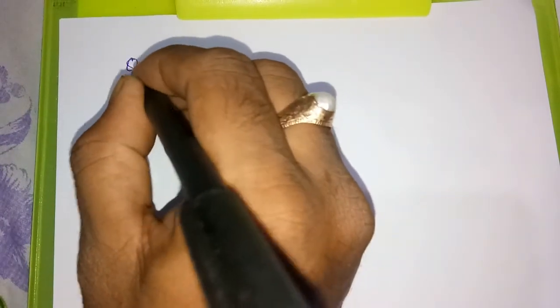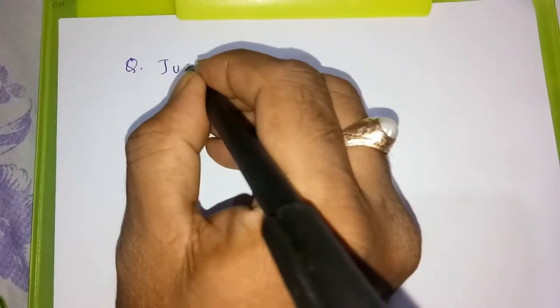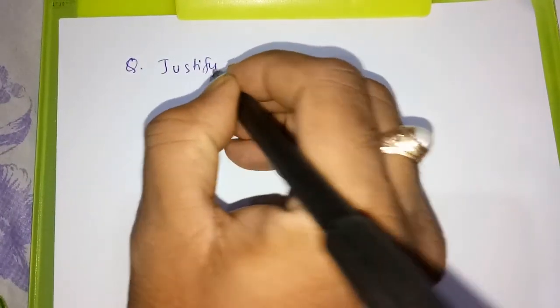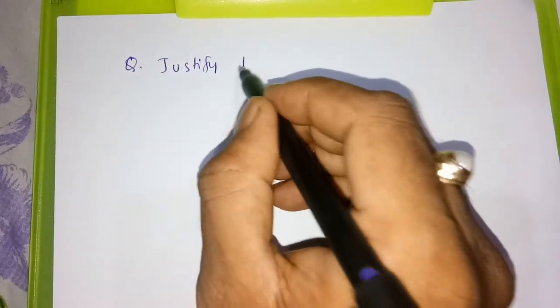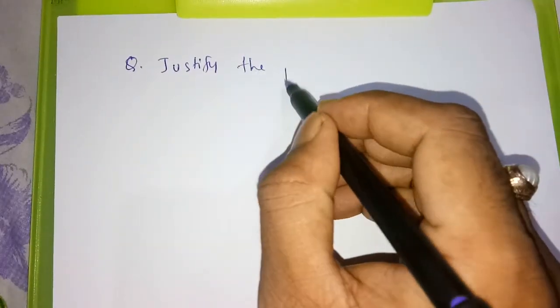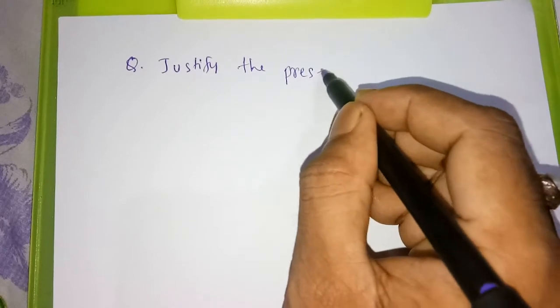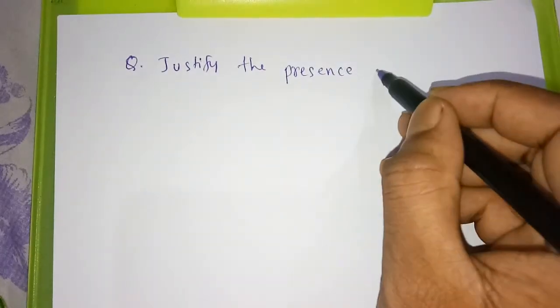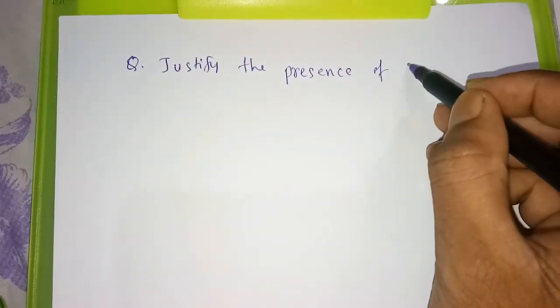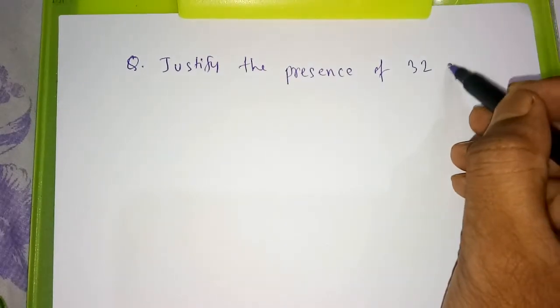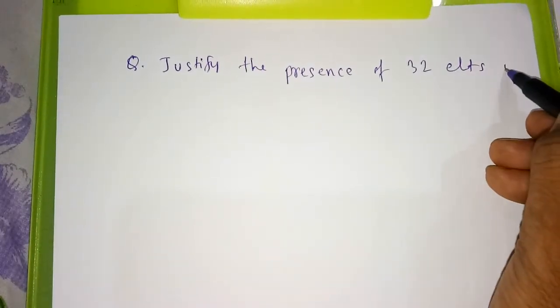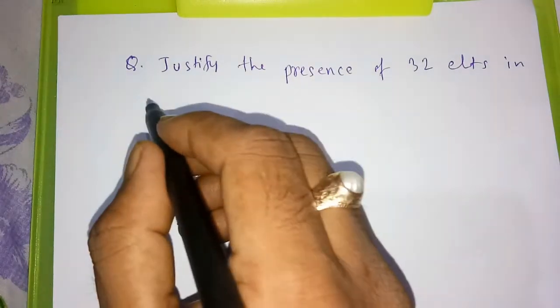Today, actually, we are starting with some question answers. For example, one question that I am taking today. If you have asked, justify the presence of 32 elements in the sixth period.